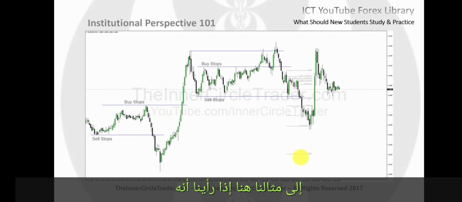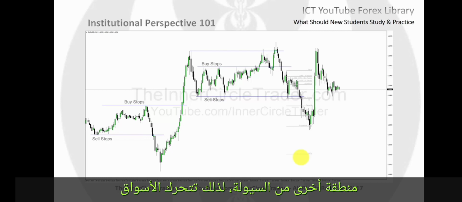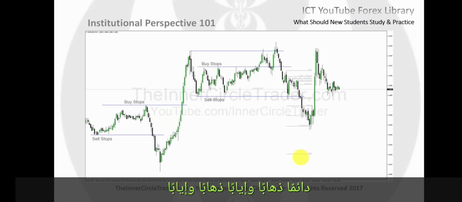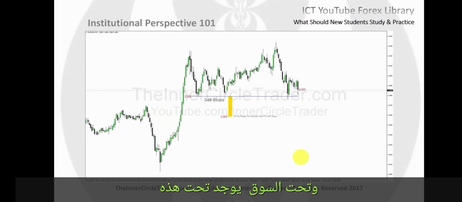All right, so now back to our example here. If we see that we can find levels that have double tops and double bottoms, the market will want to go through them. Once this occurs, chances are the market's going to go the opposite direction until it reaches another area of liquidity. So the market's always gyrating back and forth, seeking liquidity above the marketplace and below the marketplace.